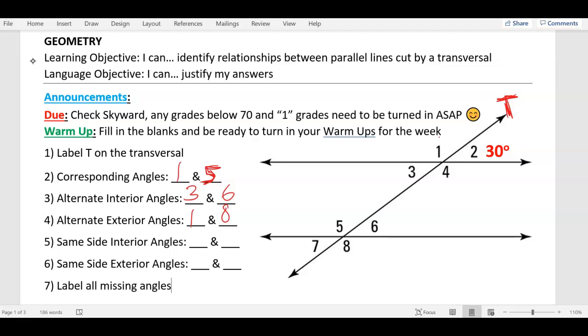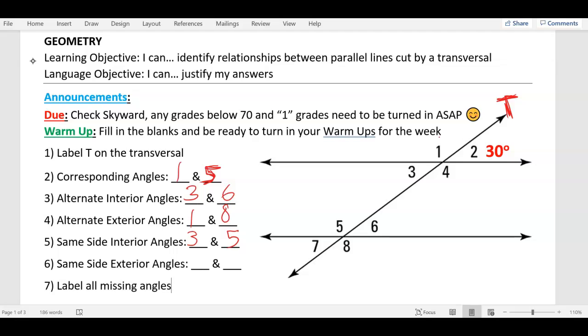So let's pick an interior angle. 3. What is a same side interior to angle 3? 5. Y'all see 3 and 5 are both in between the parallels on the same side of the transversal. 3 and 5. What's another example of same side interior? Okay. 4, 6, 6, 4, whatever. Those are in between the parallels on the same side.